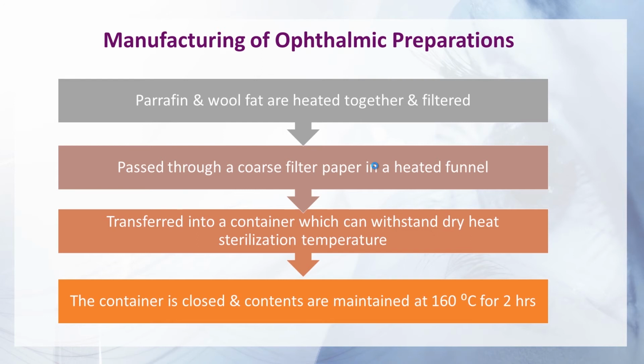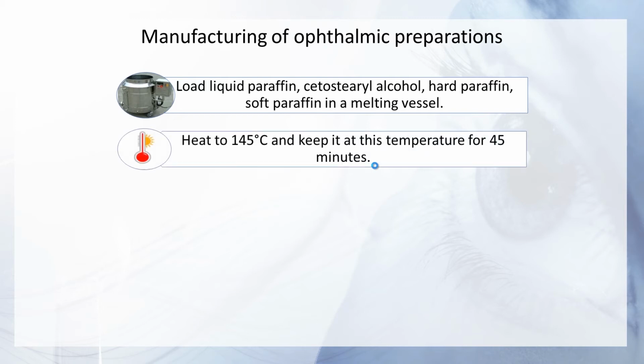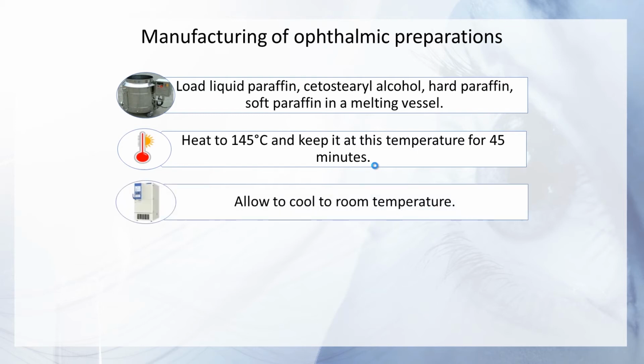General method of preparation: add liquid paraffin, cetosteryl alcohol, hard paraffin and soft paraffin in a melting vessel. We should add all these contents. Then step 2, heat to 145 degree centigrade and keep it at this temperature for 45 minutes. Allow to cool to room temperature.